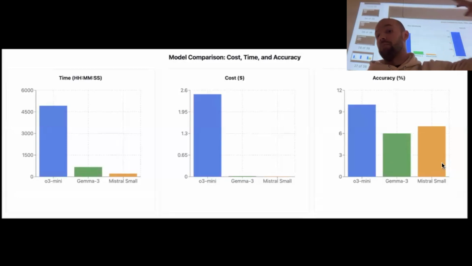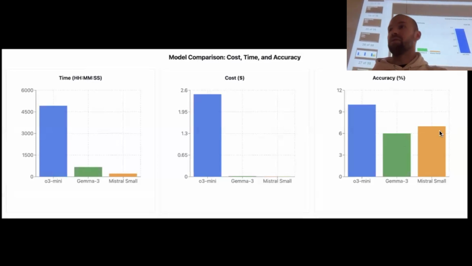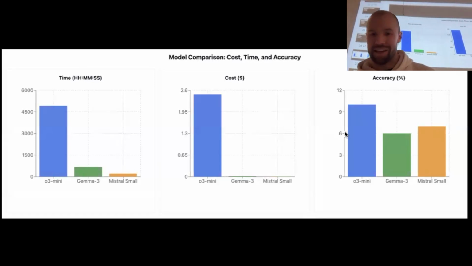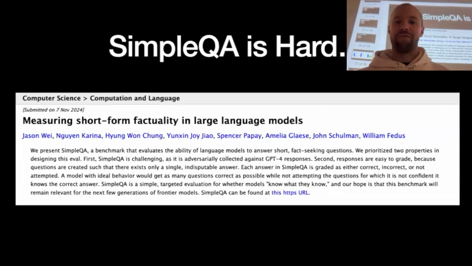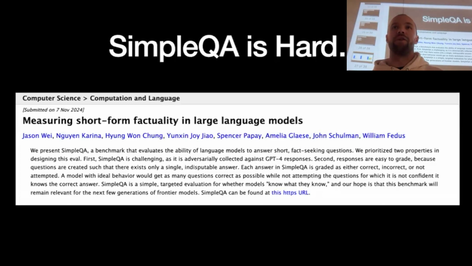So if I'm picking out of these 3, probably Mistral, because it's the fastest, cheapest, and gets reasonable accuracy on this task, even though 6%, 7% isn't that high. So yeah, SimpleQA is hard. If you see SimpleQA in these benchmarks, game recognized game, it's not just simple QA.